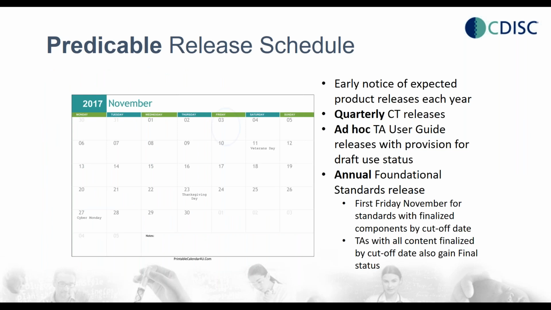We've made one big change already on being predictable, which is that all standards will become final on the first Friday of November of each year. We're going to make sure we're very transparent about whether there's foundational standards or therapeutic area user guides that will be released in the timeline. We'll continue to do controlled terminology on a quarterly basis, depending on release volume and how much demand we have for controlled terminology. But we'll also be able to release TAs along the way. But as we release them, they'll always be provisional, and they'll actually become final in that first week in November.